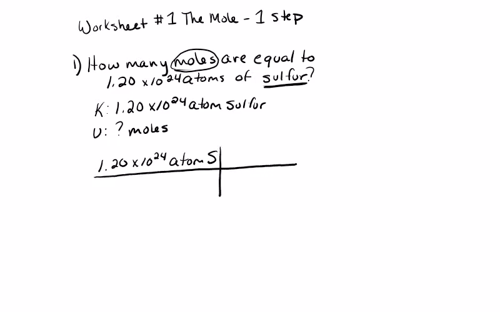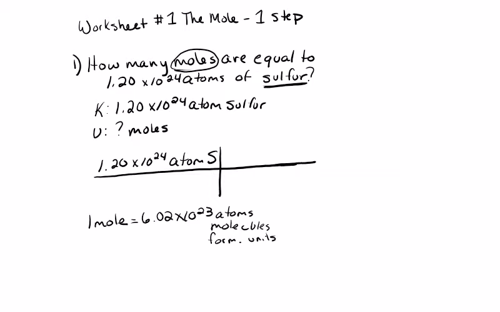So, with this problem, you're going to see you start with what you know on the top left-hand corner. Always start with that on the top left-hand corner. And then you're going to look at your conversion factor. All conversion factors are the same when it comes to whether it's a mole to an atom, molecule, or formula unit. 1 mole is equal to 6.02 times 10 to the 23rd atoms, molecules, or formula units.